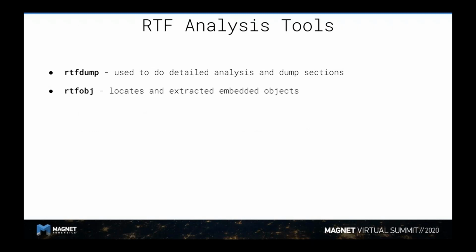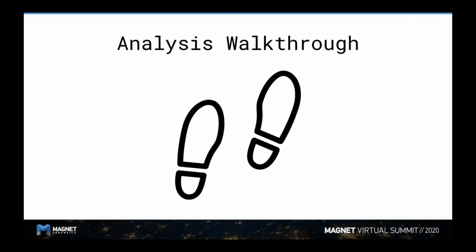There's actually three tools that we're going to use for the analysis. There's the RTF dump, which is used to actually dump sections, and then RTF obj, which locates and extracts embedded objects for us. RTF dump.py, again, it's a Python script from Didier Stevens, will manually go through and pull stuff out. And then the other one is going to be RTF scan, which is actually a Windows binary for doing analysis, but I'm running it on this Linux VM that you're going to see. So I'll explain the differences when we get there.